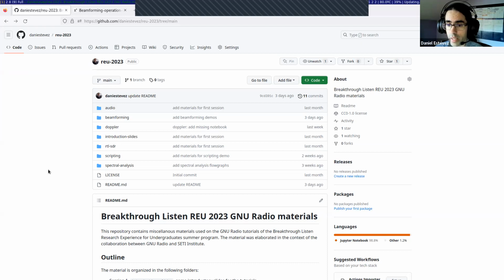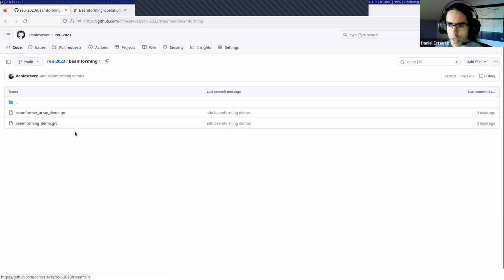And the reason for doing this tutorial today is next week we will be visiting the Allen Telescope Array. And as you will see, there is an array of 42 antennas, not all of them operational. So with this tutorial today, you will be able to understand better how this is supposed to work. And when you use the beamformer, you will know what is the signal processing that is happening behind the scenes in the telescope software. So the flow graphs are in the beamforming folder. These are already uploaded, and we will be working first with this beamforming demo and then with the beamformer array demo.